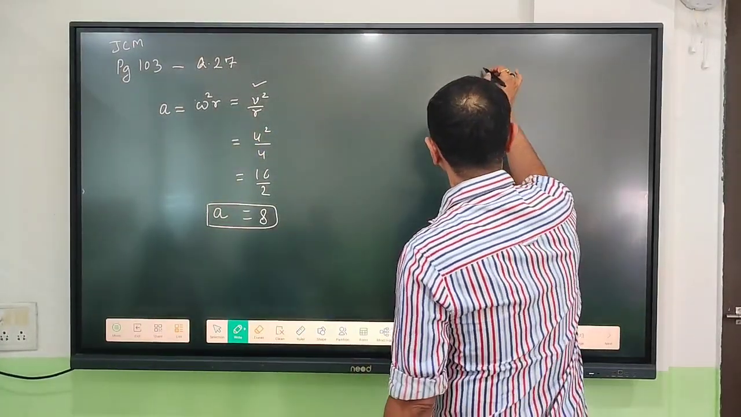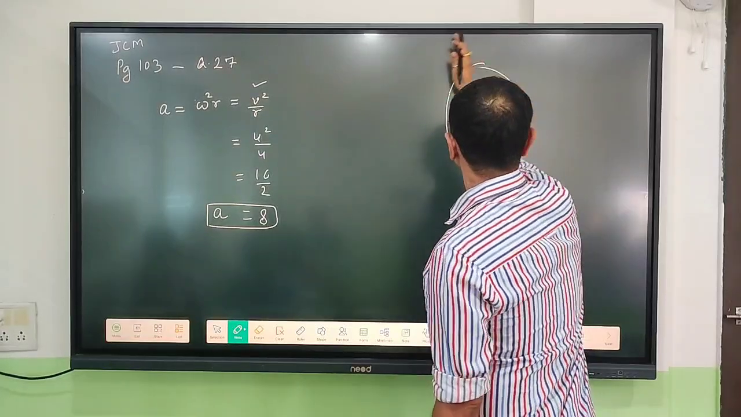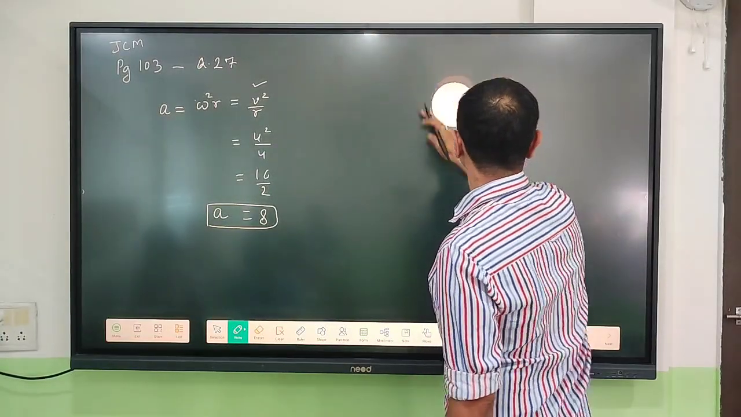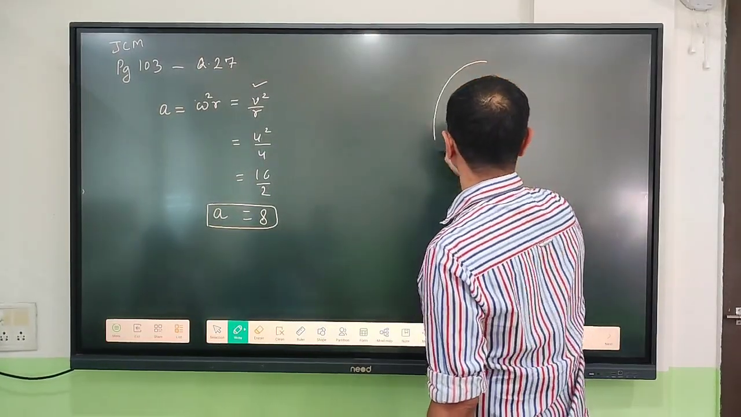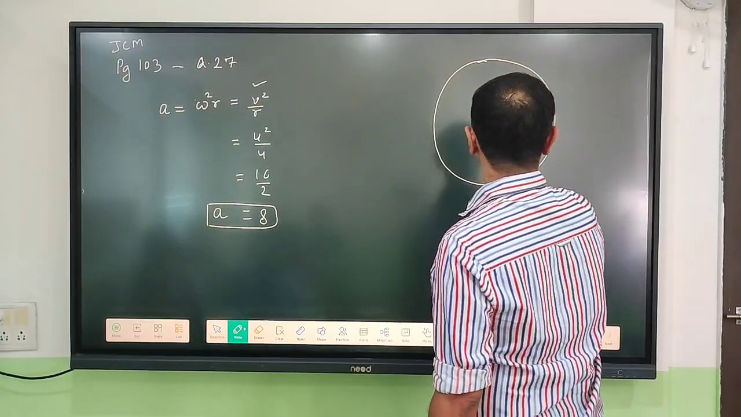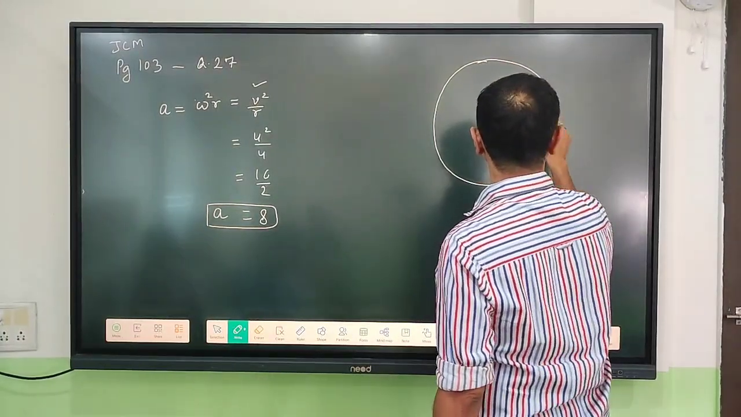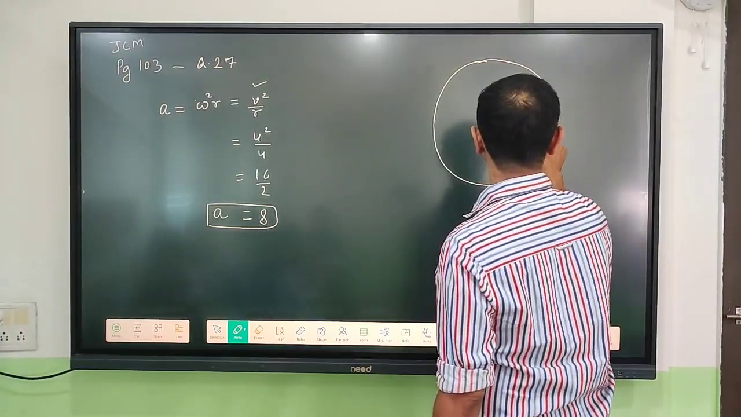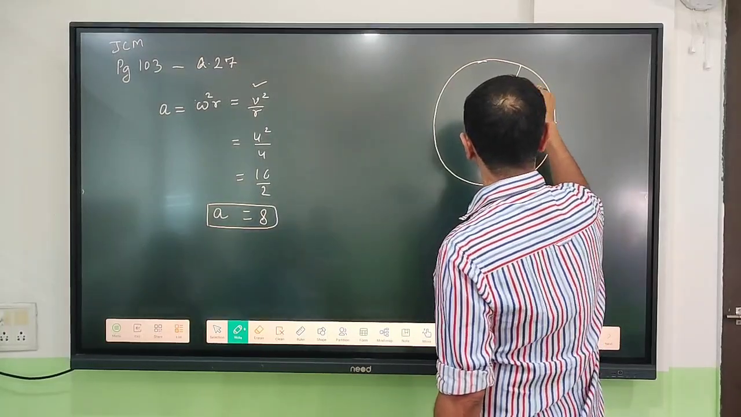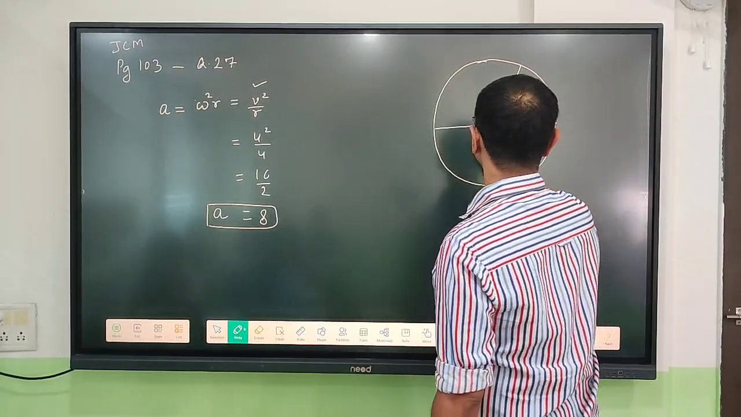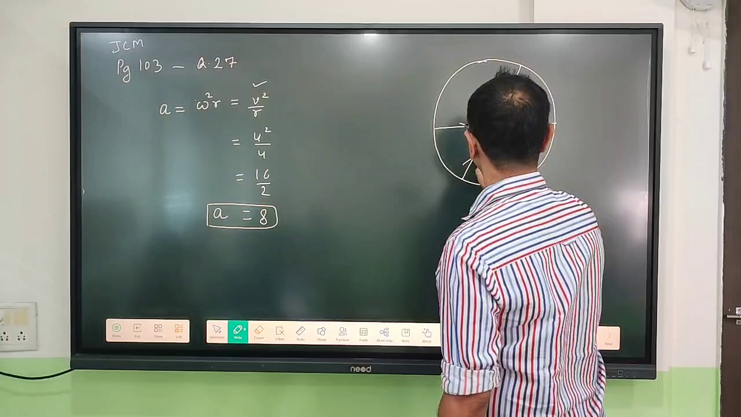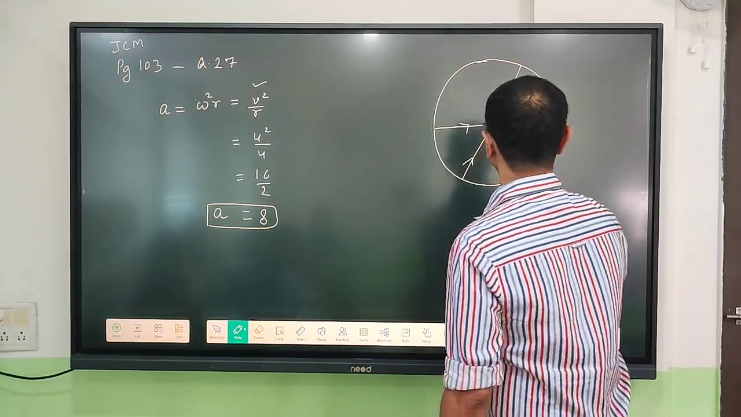Now just recall uniform circular motion. We call it uniform circular motion. Throughout the motion, the acceleration is always directed towards the center. Wherever the object is, the acceleration would be directed toward the center.